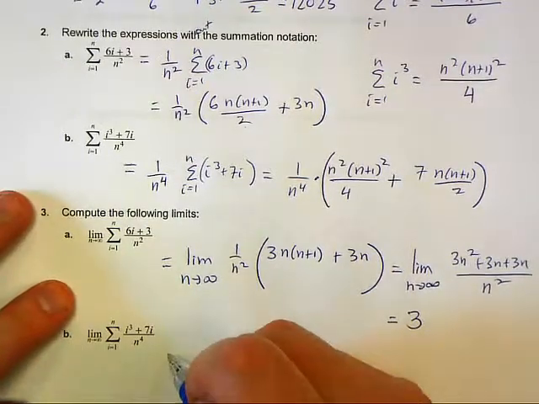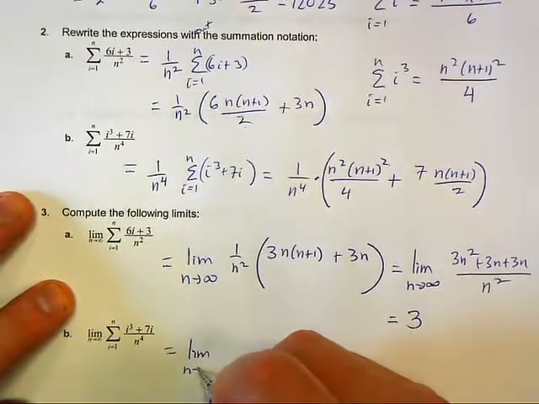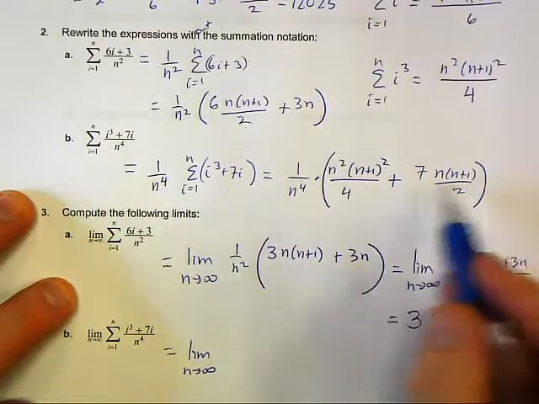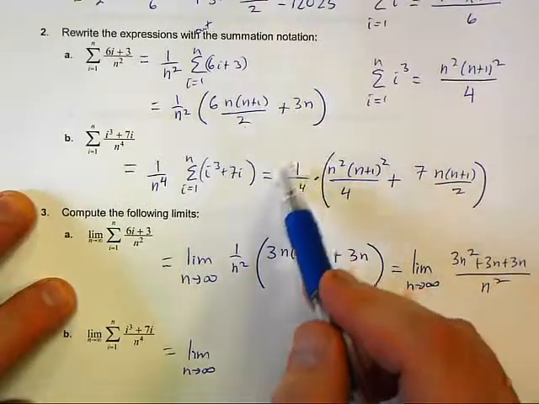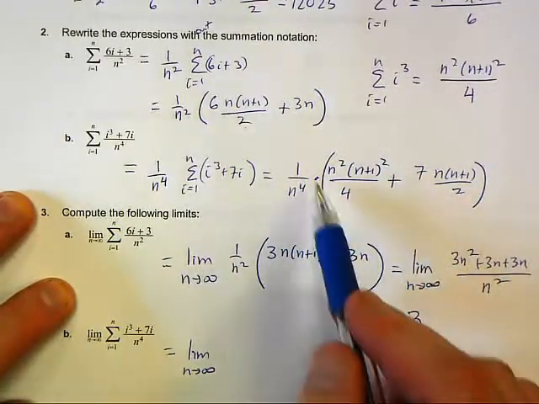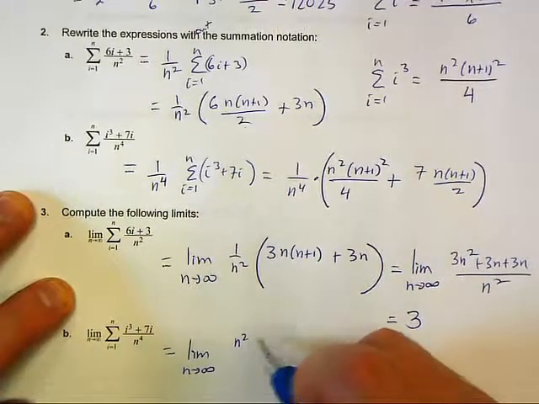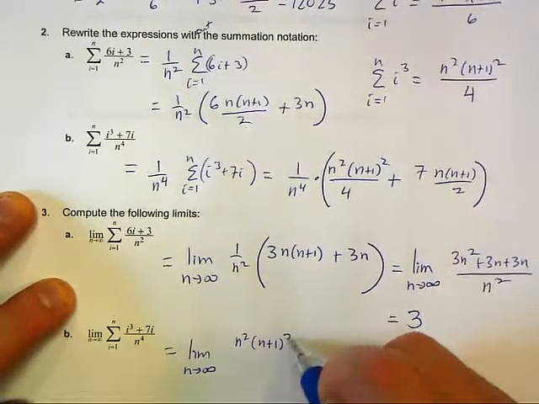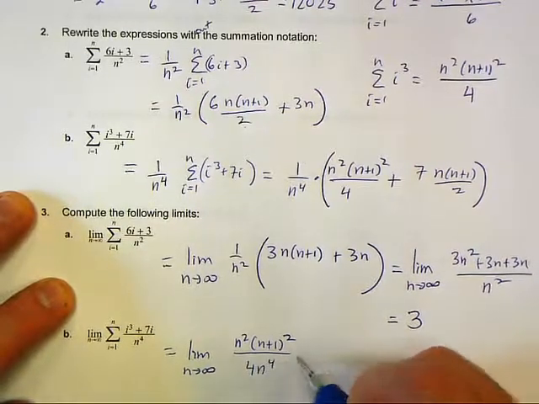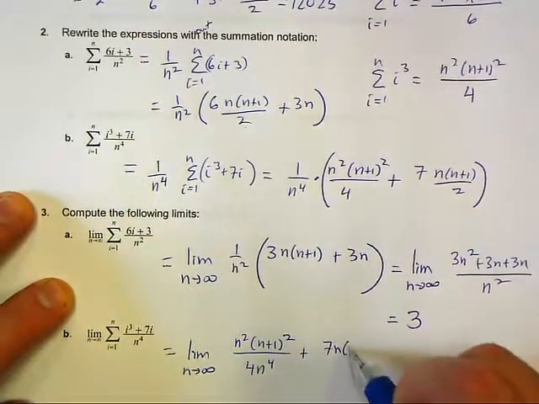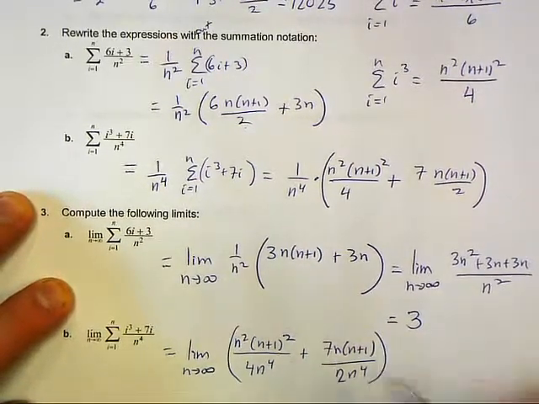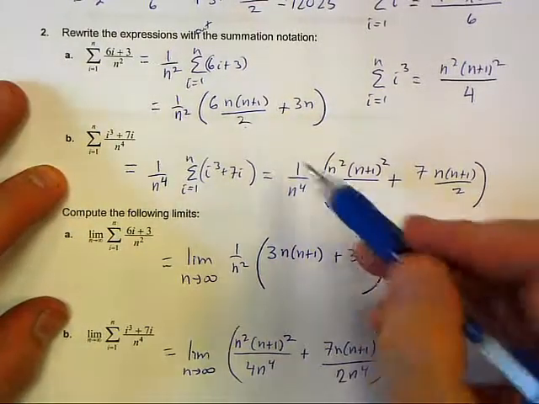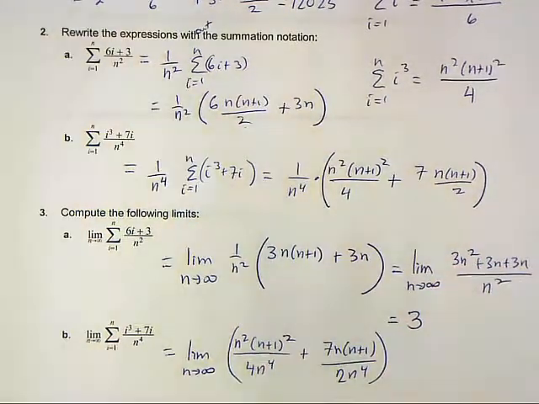Okay, so part B is very similar. We're going to have the limit as n goes to infinity. We ended up with this mess, didn't we? So I'm just going to rewrite this a little bit. All I'm going to do is take this 1 over n to the 4th and distribute it through. So that's going to be n squared times n plus 1 squared over 4n to the 4th plus 7n times n plus 1 over 2n to the 4th. So I used my answer from 2b. I just took the 1 over n to the 4th and distributed it through. So now, what's that limit?